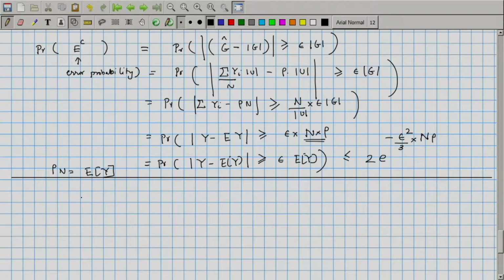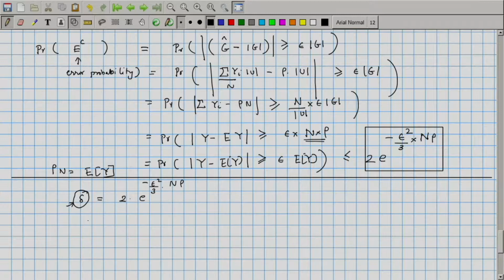So, error probability, if you think of it as delta, and if we equate to this quantity, we will get delta is equal to 2 times e raised to minus epsilon square by 3 times n rho. In other words, whatever be the n, this is the maximum amount of error that we can have. Now, if this is the amount of error we can have, how large should n be? An n which satisfies this equation will be sufficient.